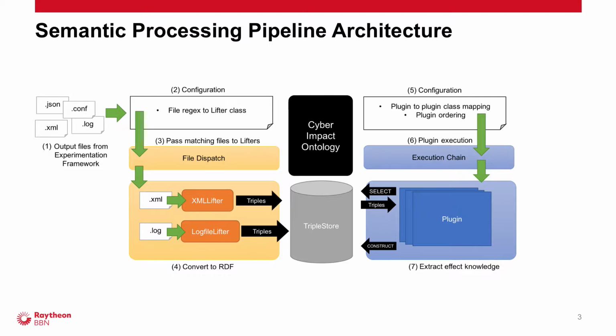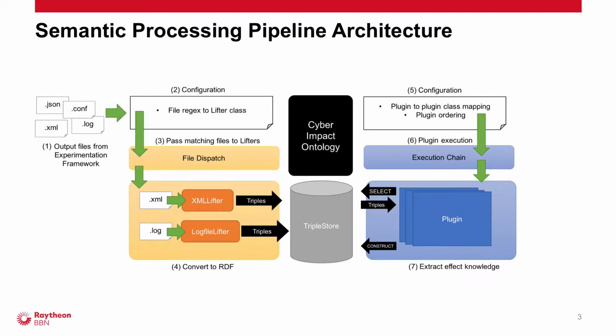So a plugin consists of the following 3 steps. It starts with a select query. This grabs triples that it's interested in processing. And then those triples come back from the triple store. And then it does the processing that it's responsible for.